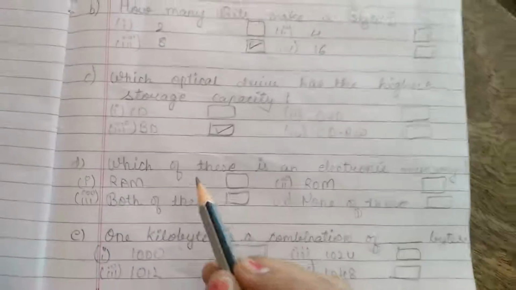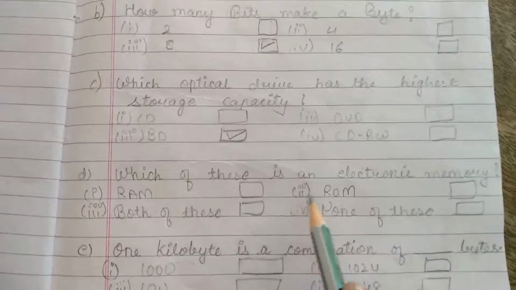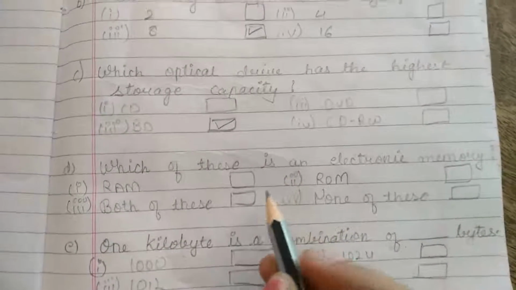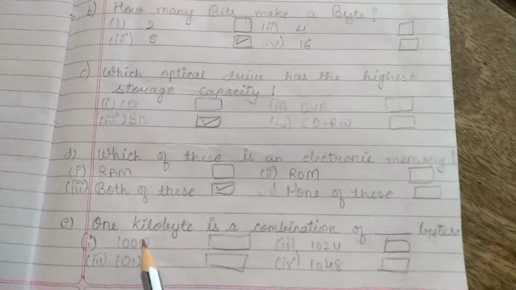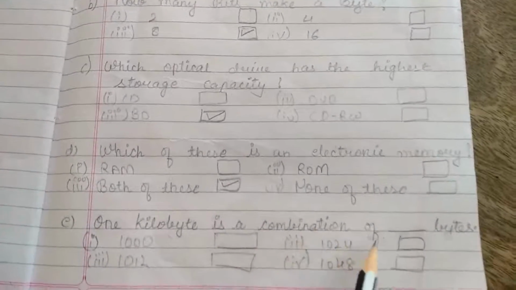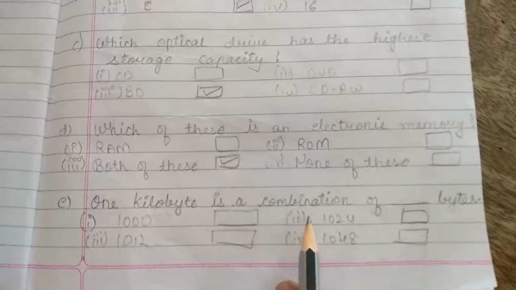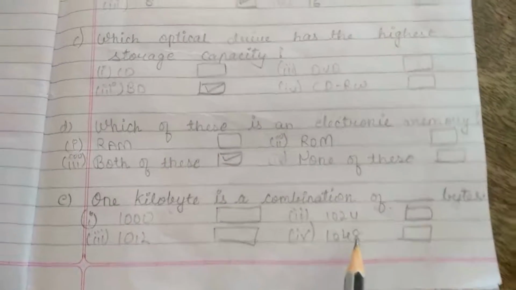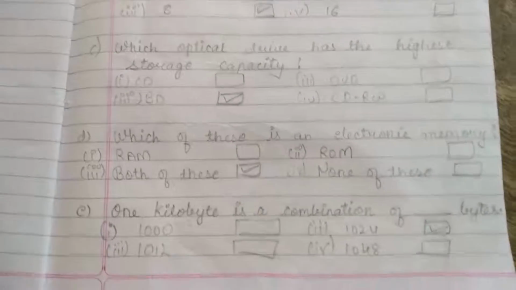Question 4. Which of these is an electronic memory? Option A, RAM. Option B, ROM. Option C, both of these. And option D, none of these. The correct answer is option C, both of these. Question 5. 1 kilobyte is a combination of dash bytes. Option 1, 1000. Option 2, 1024. Option 3, 1012. And option 4, 1048. So the correct answer is option 2, 1024.